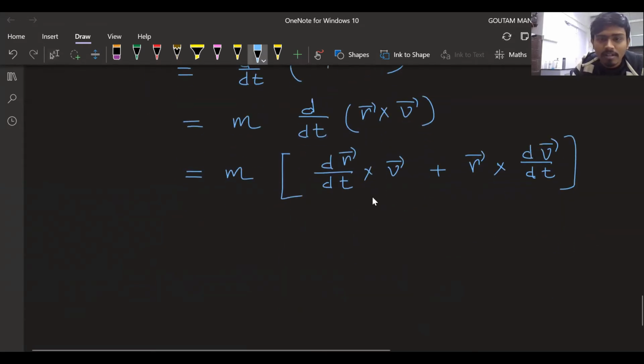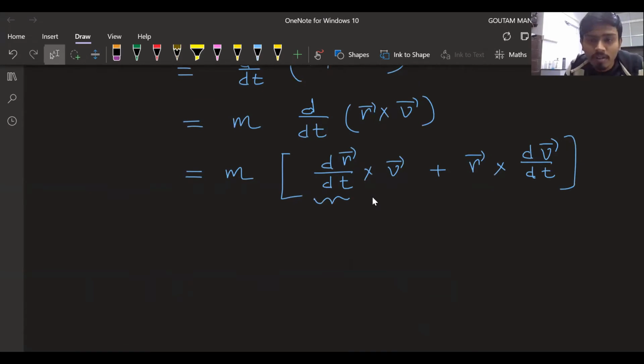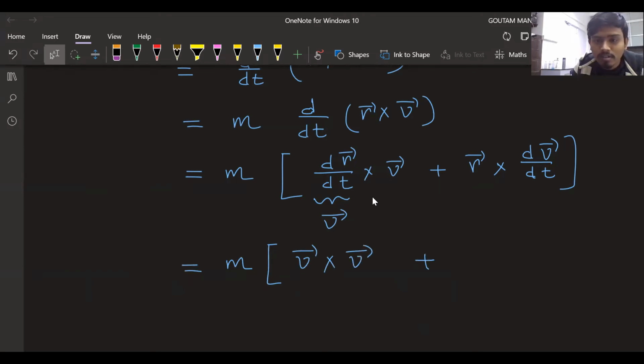Now this dr/dt, what is dr/dt? The rate of change of position with respect to time, which is basically the velocity. So this will be velocity cross velocity, plus r cross, what is this dv/dt? This is the acceleration, r cross a.